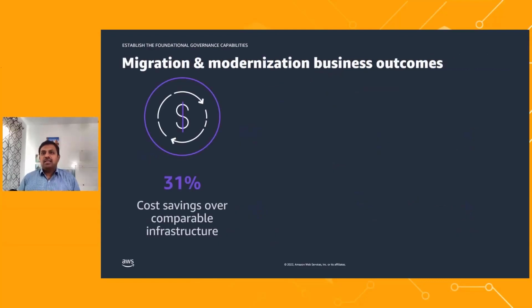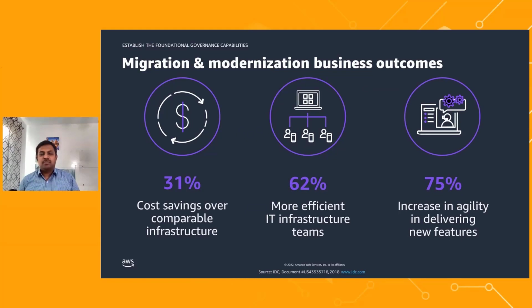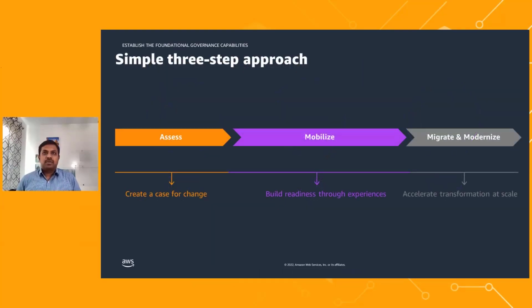And IDC, a third-party analyst firm, seems to agree with why customers move to AWS. They have found that IT infrastructure teams are, on average, 62% more effective when they move to AWS, and developers are 25% more effective on AWS. So let's see how customers tend to migrate to AWS. AWS suggests this 3-phase approach of assess, mobilize, and migrate and modernize.